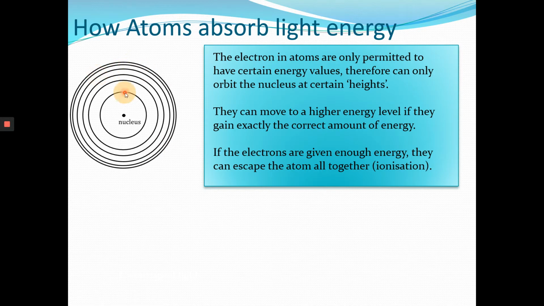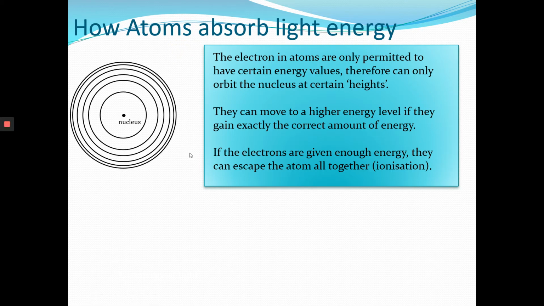Now, electrons can gain energy and jump up to a higher orbit. And we'll talk about how they can gain energy in a second. So they can gain energy, and if they gain exactly the correct amount of energy, they can jump. And if they gain enough energy, they can actually jump all the way up and escape the atom entirely. This is called ionization.